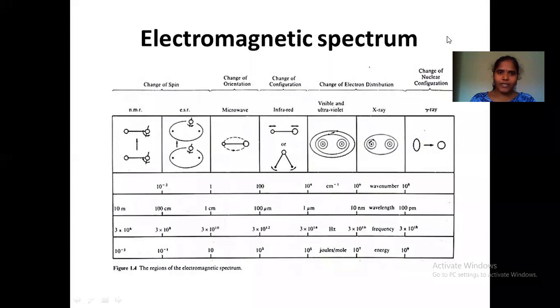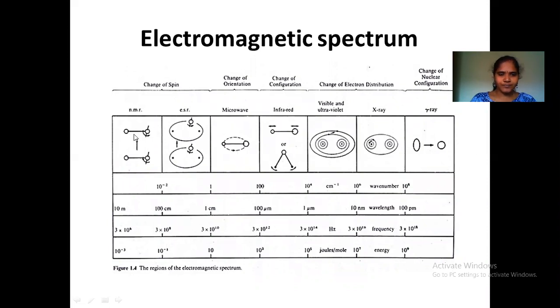This is my second video in Unit 2, that is spectroscopic techniques and their applications. In this video, I'm going to cover the electromagnetic spectrum and the molecular energy levels. So, the electromagnetic spectrum consists of various types of radiations with different wavelengths, wave frequency or wave number, or energy of the radiation varies from one to the other.